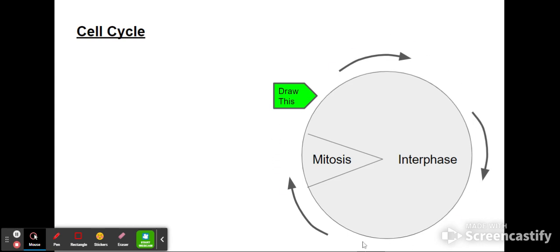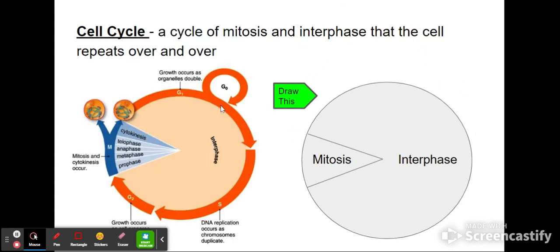So we call this the cell cycle because it goes around and we keep doing the same thing, just like you do every day. And we're going to write this definition. What is the cell cycle? A cycle of mitosis and interphase. We're going to talk about what those mean in a minute. And the cell repeats over and over. Your cycle would be a cycle of sleep, eat, and work, or school that you repeat over and over.